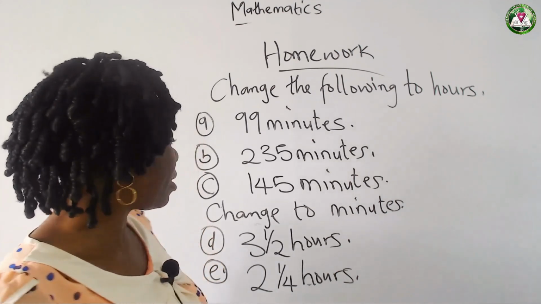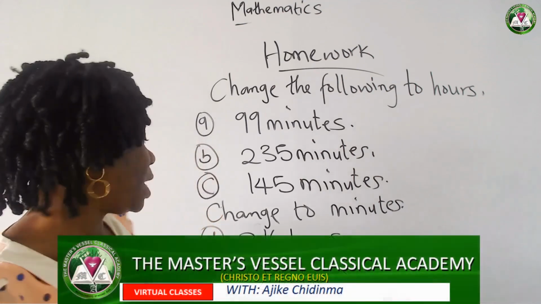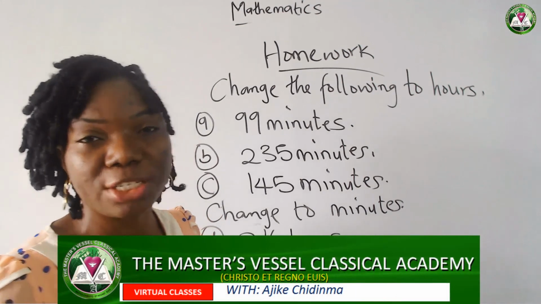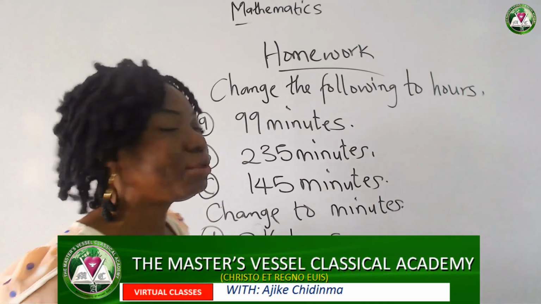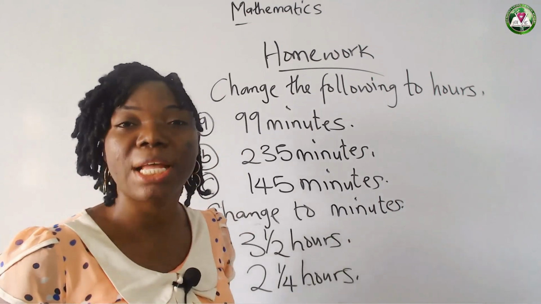And then the second part is for you to change to minutes. We have 3.5 hours. Change it to minutes. And then we have 2 and a quarter hours. Change it to what? Minutes.